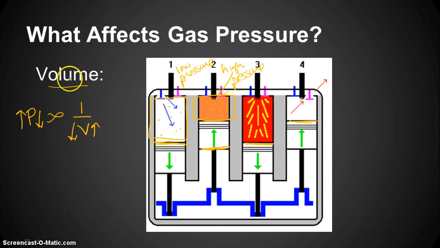Now, how is it that volume affects pressure? Well, by decreasing the volume, I'm affecting the number of collisions. Not so much the strength of those collisions, but I'm definitely affecting how many times the particles collide with the wall, and that's why volume affects gas pressure.